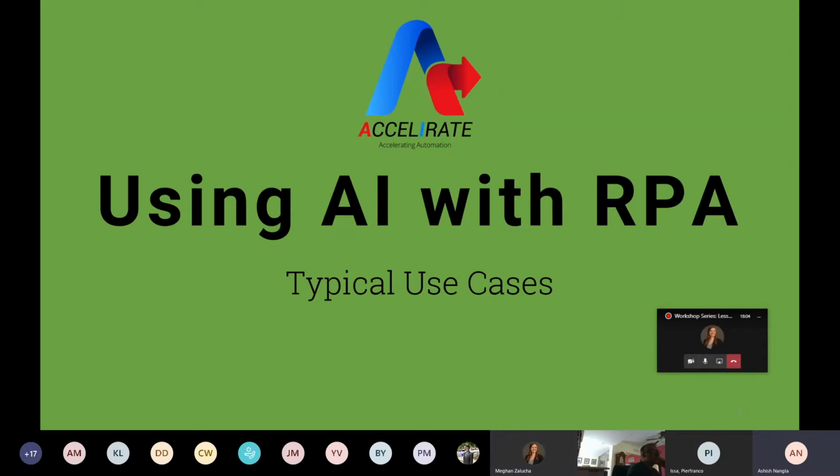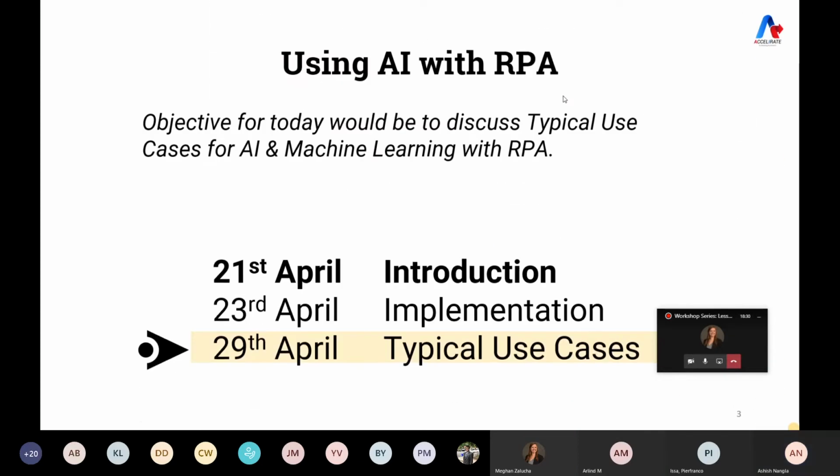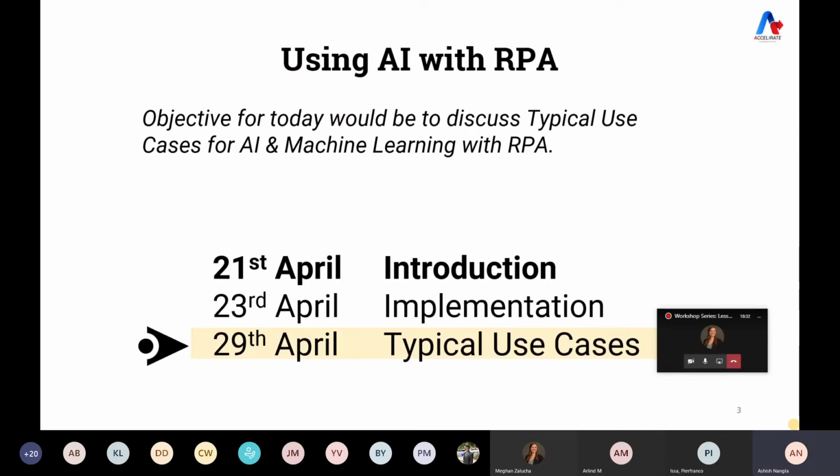So thank you, everyone. Thank you once again for joining for our third part in the series of using AI with RPA. What we wanted to do was talk about typical use cases for using AI along with RPA in today's session. So today's speaking is Vachan with me. He's our lead machine learning engineer, and I'm Ashish Nangla, and I'm the CTO here at Accelirate. Today's session: using AI with RPA.